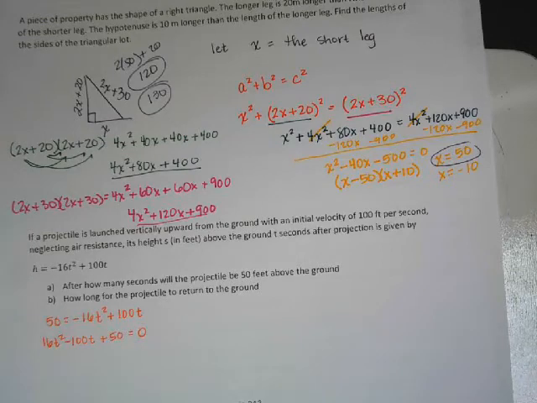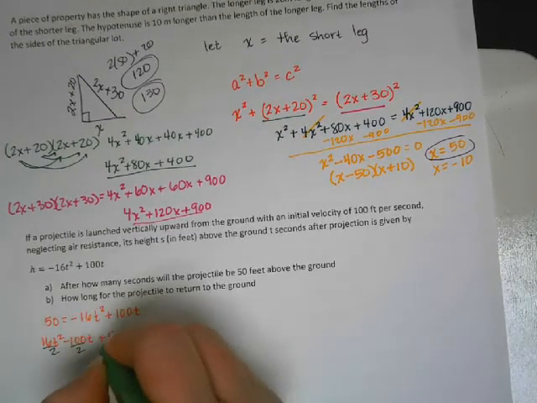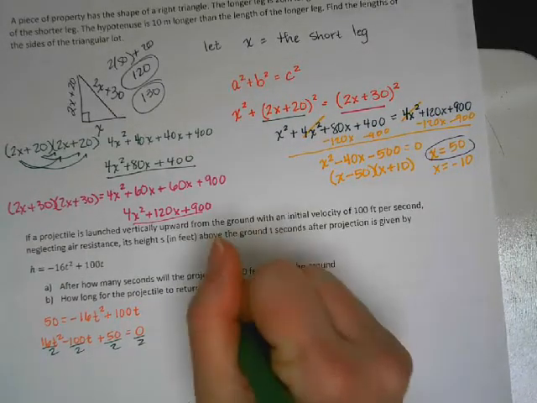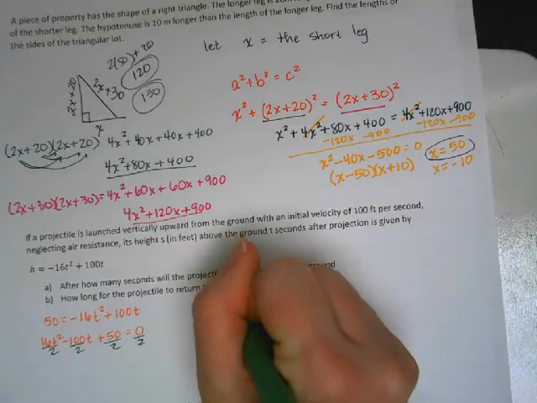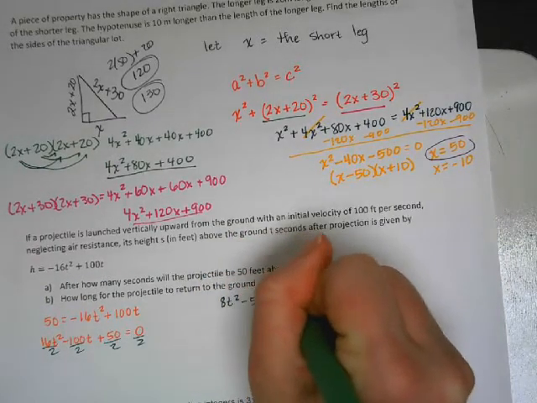So I'm just going to divide everything by 2. Technically, I'm dividing the 0 by 2, but 0 divided by 2 is 0. So that gives me 8t squared minus 50t plus 25.